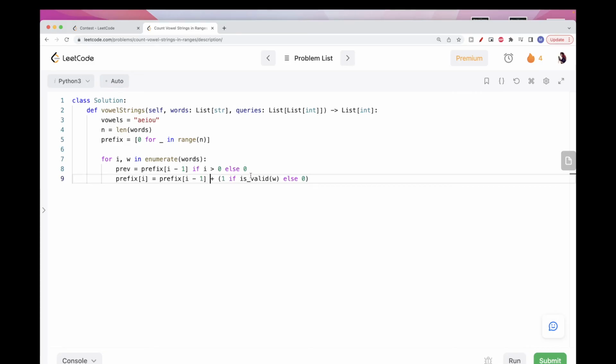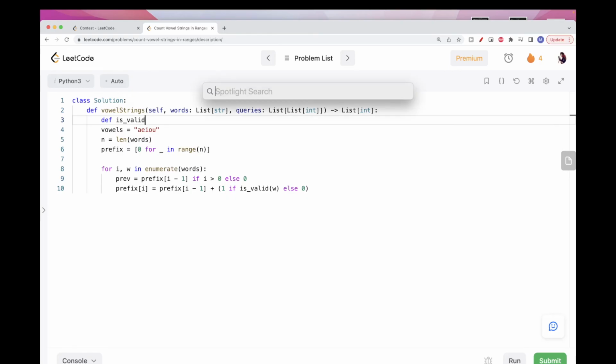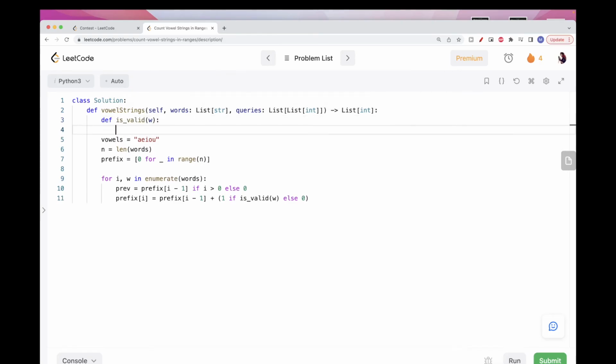And now we need to define is valid here. So let's just define it. So what is valid for a word? Well, it just needs to start and end with a vowel. So W of 0 needs to be in the vowels, and the last one needs to be in vowels as well. And we want to return that.